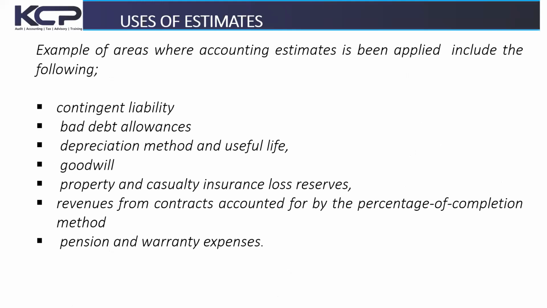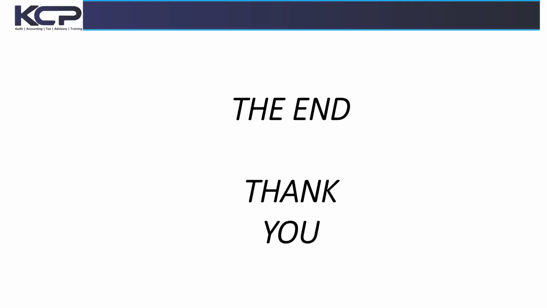Contingent liability. This is now telling you a number of issues or instances where we may be obligated to make judgments or estimates: contingent liabilities, bad debt allowance, depreciation, goodwill, property and casualty insurance loss reserves, revenue from contracts, pension and warranty expenses, and the likes. But before we wrap it all up, I want to share very quickly how some of those things are practically done in a semi-automated environment.